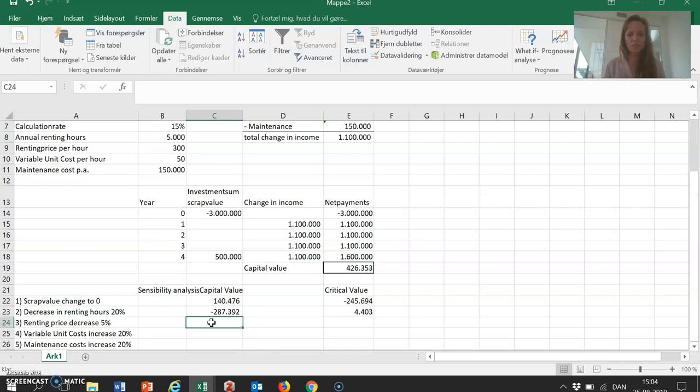Let's try and decrease the price of renting hours by 5%. We could do that up here. Remember always to change back the initial assumption. If you drop by 5%, you multiply by 0.95. Enter. So what would happen to capital value if it would drop 5%? We would still have a profitable investment. The capital value would be 212,229.